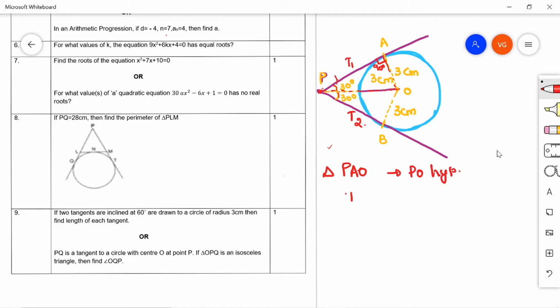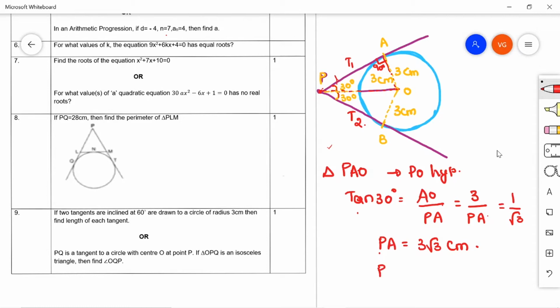Now you can write tan 30 degree is equal to opposite divided by adjacent. AO is the opposite for this tan 30, divided by the adjacent, which is PA. So AO is nothing but the radius, 3, divided by PA, which is nothing but the tangent that we need. Tan 30 is 1 by root 3. So the length of the tangent PA is equal to 3 root 3 centimeter. Similarly, the length of the other tangent is also equal to 3 root 3 centimeter.